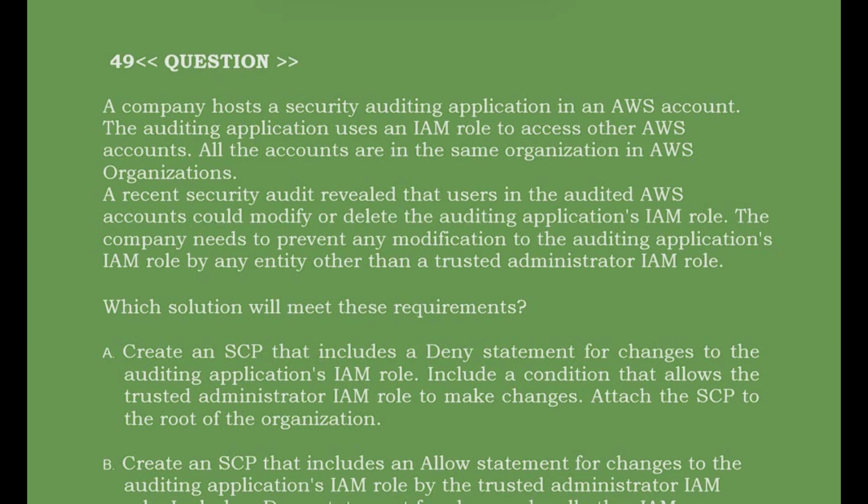A recent security audit revealed that the users in the audited AWS accounts could modify or delete the auditing application's IAM role. The company needs to prevent any modification to the auditing application's IAM role by any entity other than a trusted administrator IAM role. Which solution will meet these requirements?